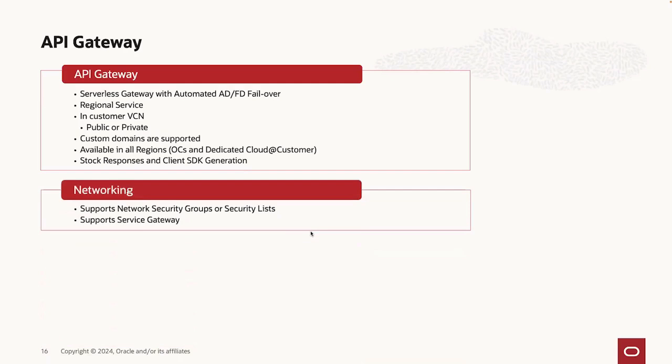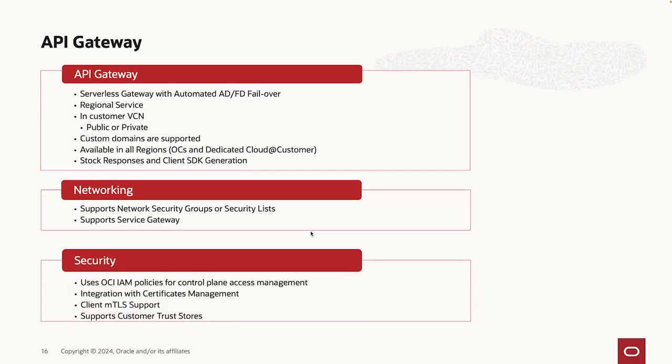From a networking perspective, since the service runs in the customer VCN, customers can use all the security controls of VCN, like security lists and network security groups, to protect API gateway instances. It does support service gateway as well. So if you have a service gateway deployed in your VCN, API gateway can and will use the service gateway to connect to other OCI native services.